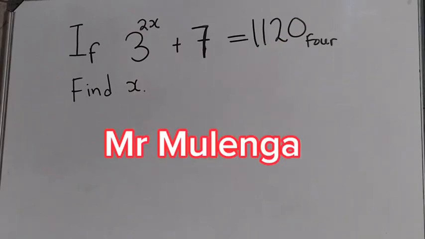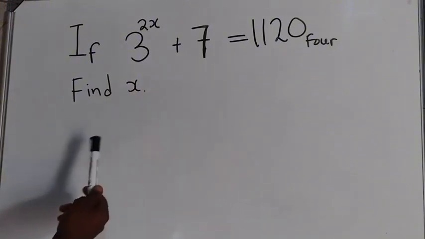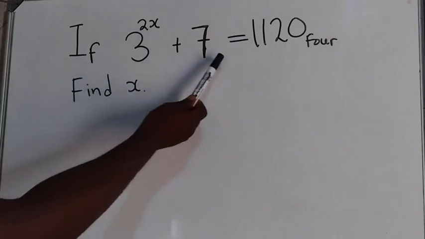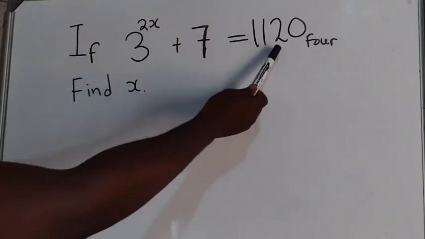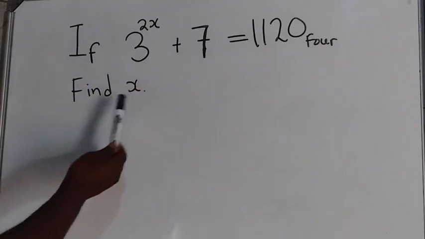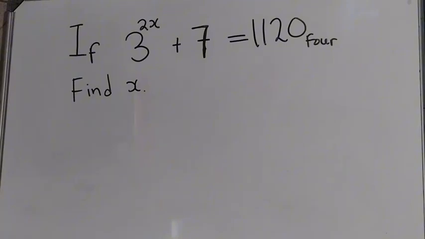Mlenga. So I want us to answer the question that is on the board right here. The question reads, if 3 raised to the power of 2x plus 7 is equal to 1120, which is in base 4, find the value of x. This x which is right there. Okay, so how can you solve this question? It's very easy to answer this question.